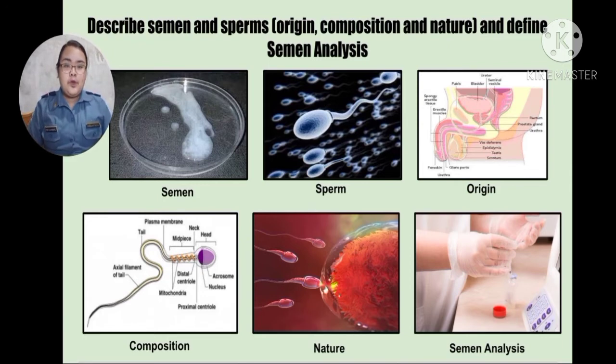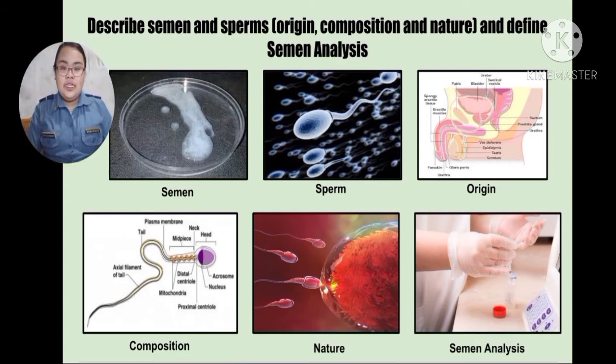So, pero pagka po yung sperm cell na yon ay nag-unite or nagsama with ovum, yung 23 chromosomes daw po na yon ay magre-result ng 46 chromosomes. So, semen analysis. Ito daw po yung masusing pag-aaral.